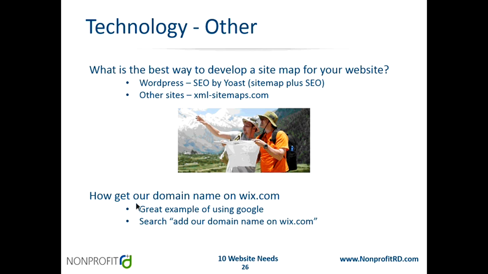Another one was how to get our domain name on Wix.com. And I must say, I kind of didn't know what Wix was. I thought I'd heard of it before, but I was able to find the answer. How did I find the answer about this? It's a great example of using Google. All I did was take the person's question, literally copy it and paste it into Google, and I immediately got a search result from the Wix.com website that said how to add your domain onto your Wix.com account, and there was a video there on how to do it.